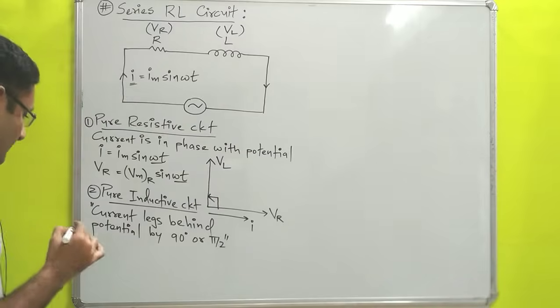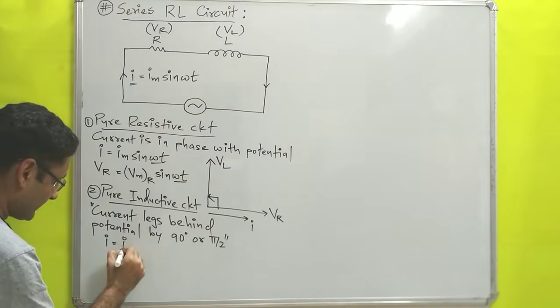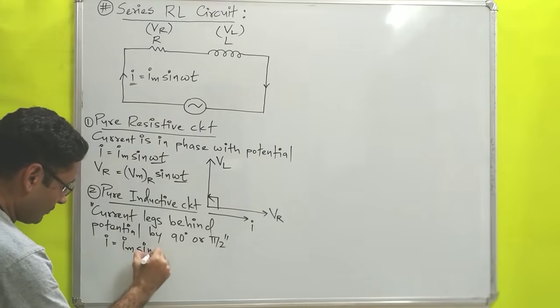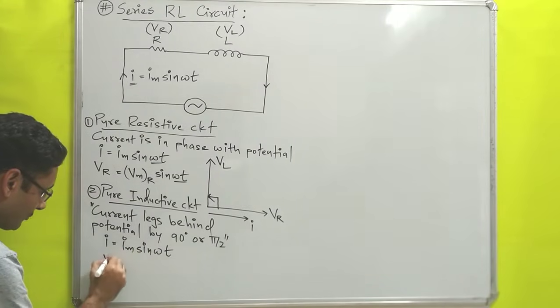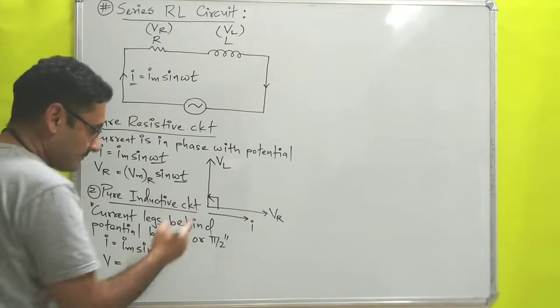If the equation of current passing through the inductor is i equals Im sine omega t, then what will the potential equation be? The potential is leading the current by pi by 2.